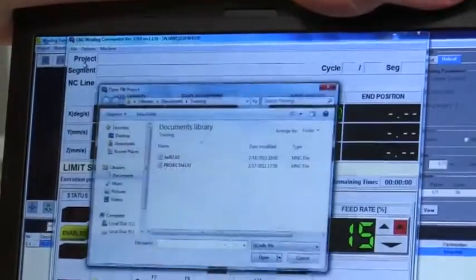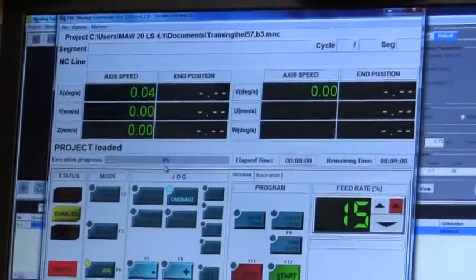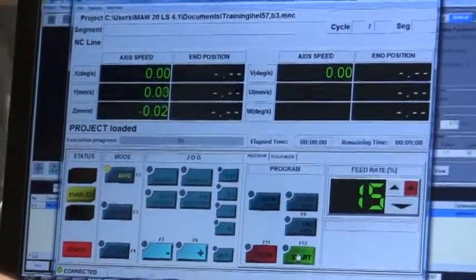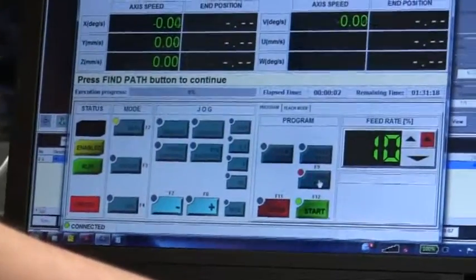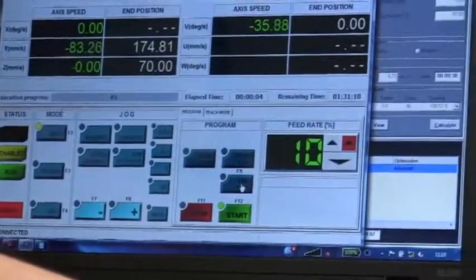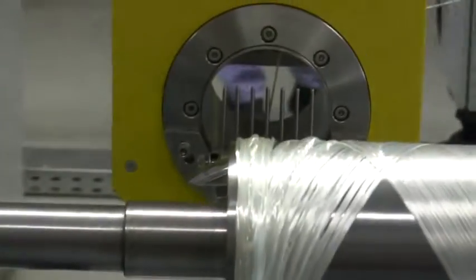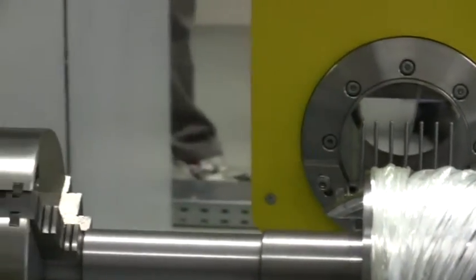We can load the project. Let's load the same one. Start the project. Find path. But the wire is broken. Let's start the project now.